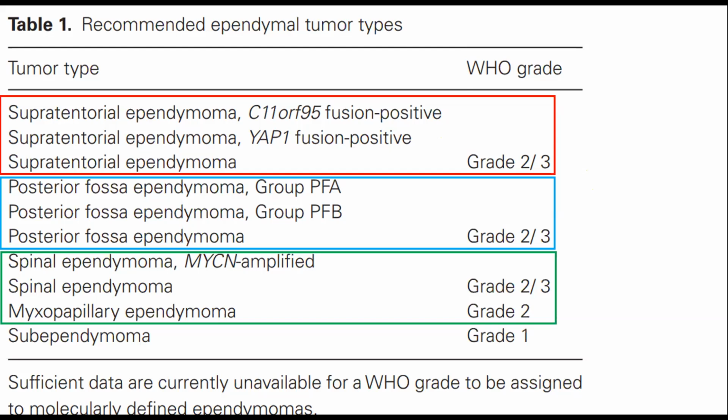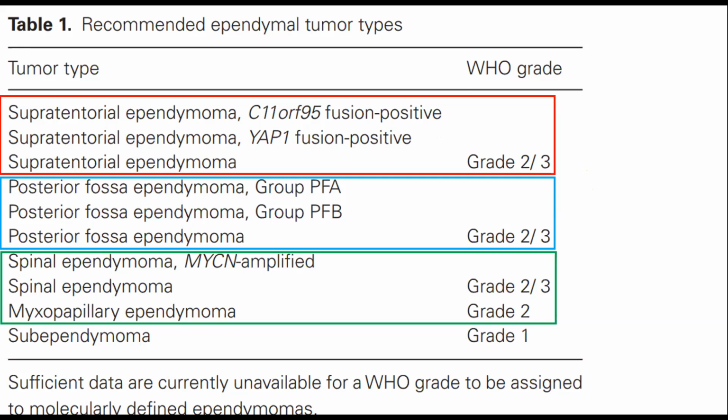Is that good? Yes. Posterior fossa ependymoma, posterior fossa group A, or subtype A, that's pediatric type, and group B, adult type. And group A tends to have more of an aggressive course, but there's still some dispute. It's not locked in. That's why you do not see a grade. Look at the WHO grade rubric to the far right. Note that for the molecular defined ones, there is no grade.